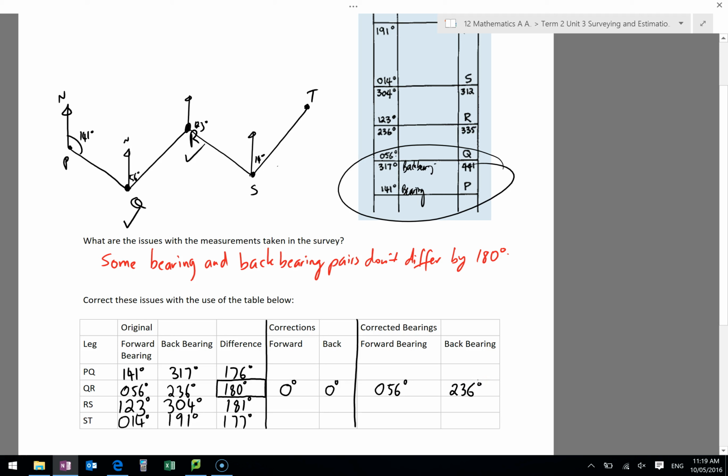So what that means is that if I'm assuming that Q and R are okay, then this back bearing that I took from Q to P is also okay. This back bearing is the 317. It's also okay. And it also means that the bearing I took from R to S is also okay. This 123. There's no corrections needed there because we're working under the assumption that Q and R don't have any mountains or power lines around them.